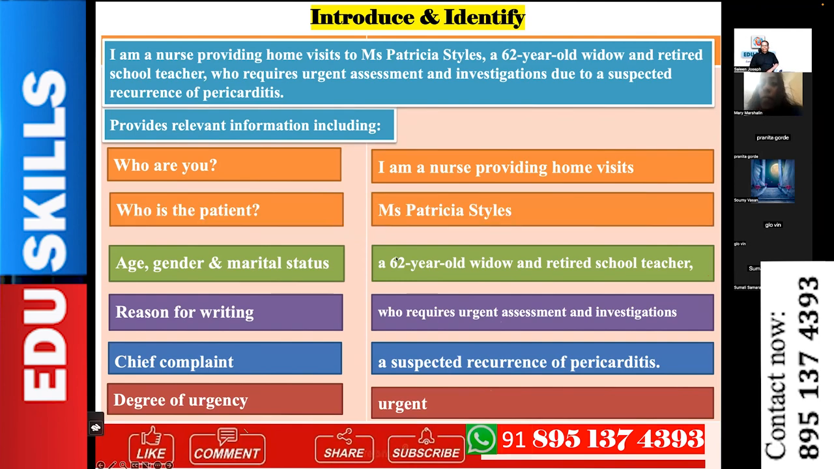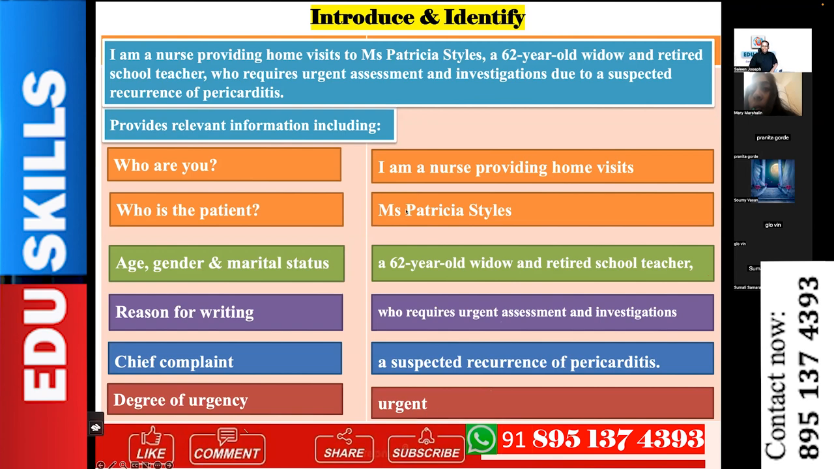Who is the patient? You have to mention, okay? Patricia Styles. Here you have one additional thing: who are you. Who is the patient? At least these four things must be there: who is the patient and age, gender, status; who requires what, the reason for writing; and the chief complaint. These four are a must. But you can definitely start by saying, I am a nurse providing home visits. Then you can write all these things. And if there is urgency, you can mention the urgency as well.